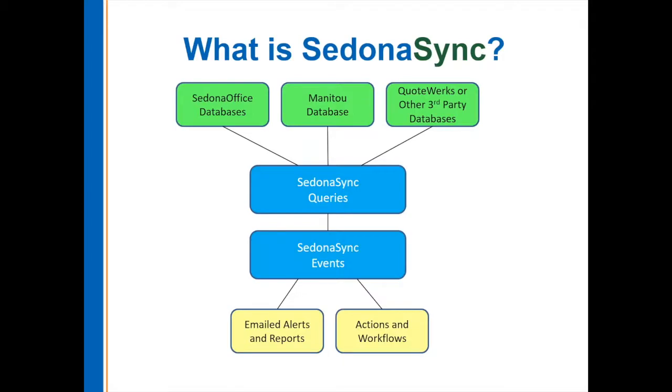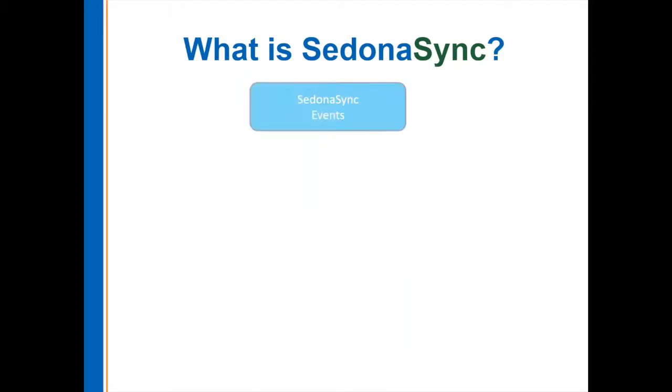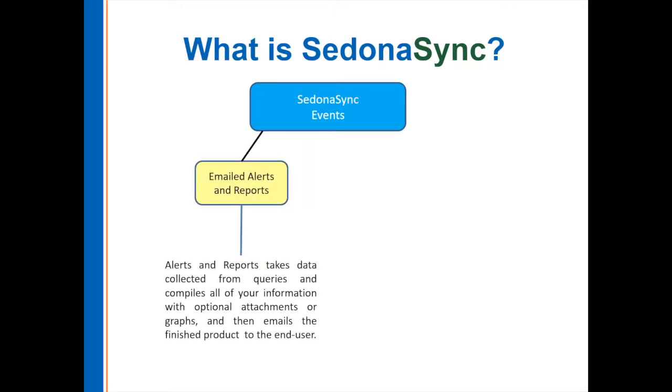In addition to the email notifications, SedonaSync can be used to create additional workflows, dashboards, and other types of actions. It can write data from one system to the other. It can update data within the application. So it's very versatile. As we mentioned, the alerts are going to tell us when we have a notification, and the reports are going to be that detailed event.